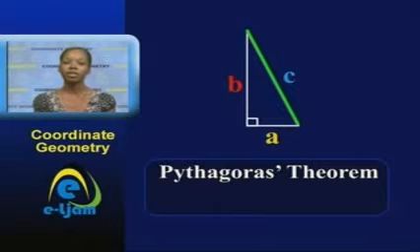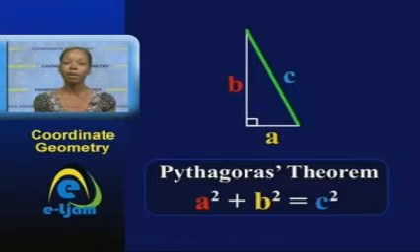So the formal definition of Pythagoras' theorem is, in any right-angled triangle, the square of the hypotenuse is equal to the sum of the squares of the other two sides. So in a triangle whose hypotenuse is C, the square of A plus the square of B is equal to the square of C.